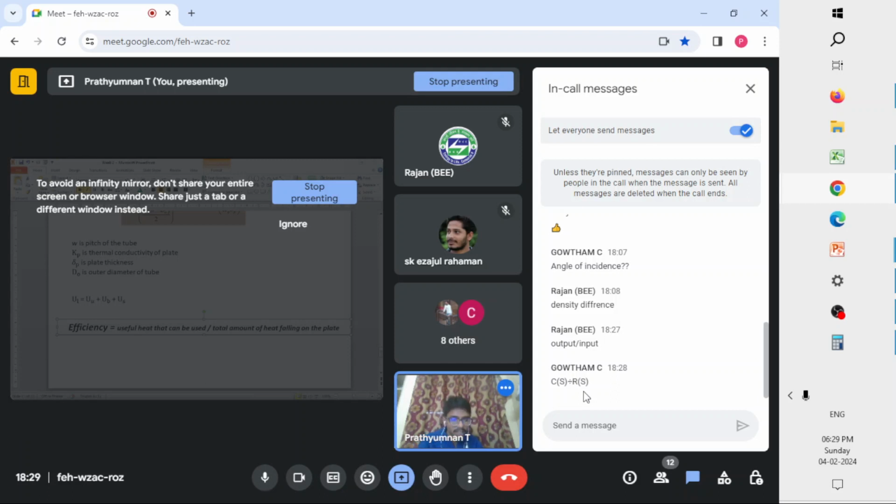Can I guess the attendee's name is Gautam C? Can you just unmute and tell me, or type it in the chat box? What do you mean by CS by RS actually? Yeah, efficiency as such is output by input, and that is what I have written in the statement: useful heat that can be gained, divided by the total amount of heat falling on the surface. But I just want you to actually think about what expression you will be having there.